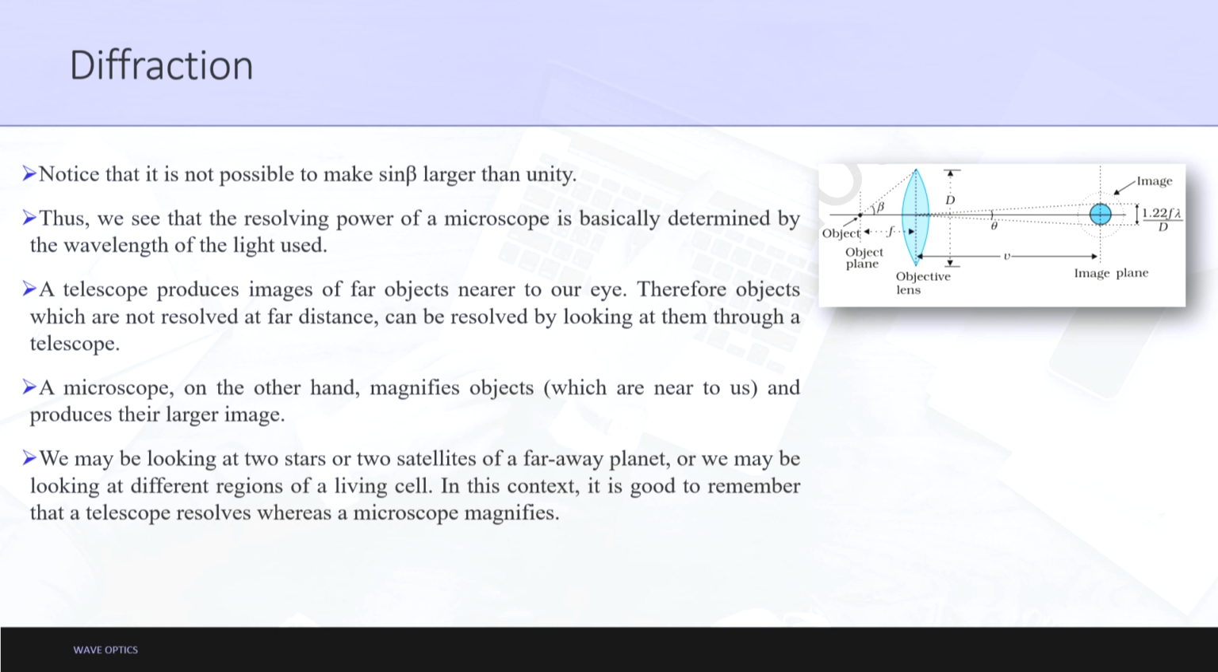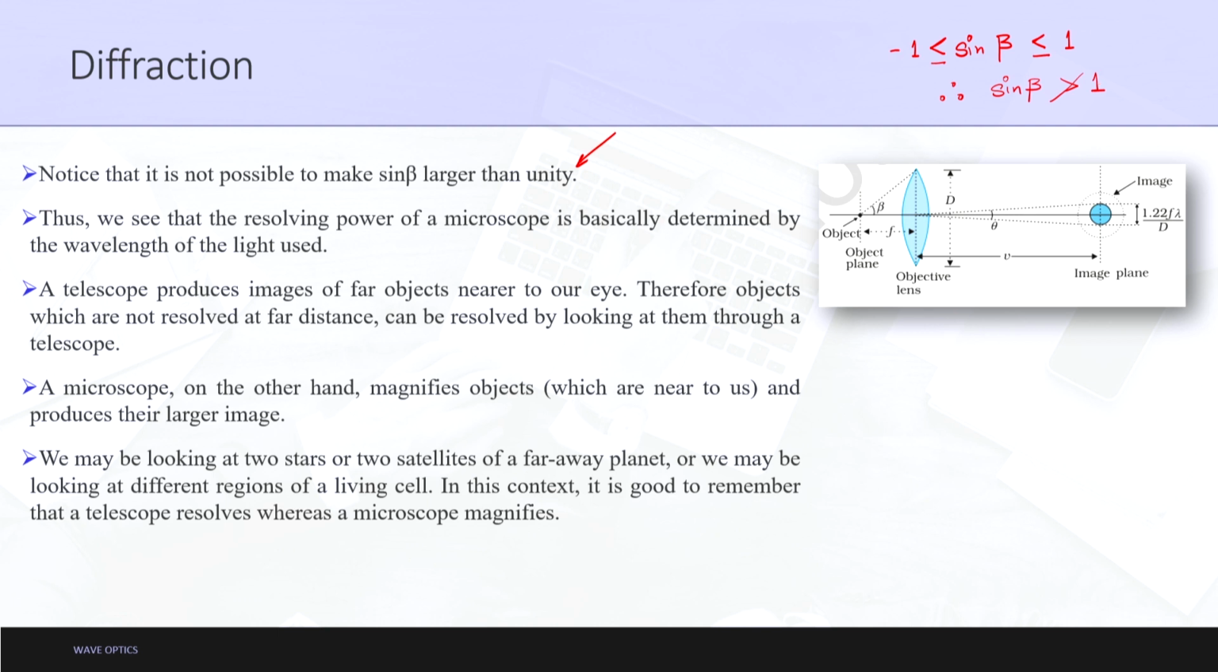Please look over here carefully. Notice that it is not possible to make sin beta larger than unity. It is quite evident, as this is simple mathematics, that sin beta will always be between -1 and 1, with 1 and -1 included. So sin beta cannot be greater than 1.